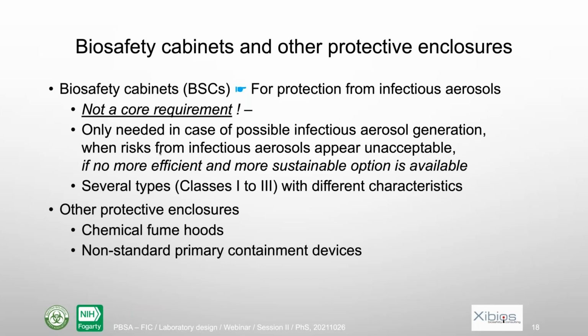Even if there were some other workshops on biosafety cabinets, I will provide a few information on the main types of cabinets, because there are different types, classes 1, 2, 3, and they have very different characteristics. Don't forget also that there are some other protective enclosures, like chemical fume hoods. If you work on chemicals in that lab, chemicals from which there is some risk, and also some biological agent, but with a low risk, you can use the chemical fume hoods, which will protect you from both together. And then you could use some non-standard primary containment devices, and I will give you a good example of that a little bit later.